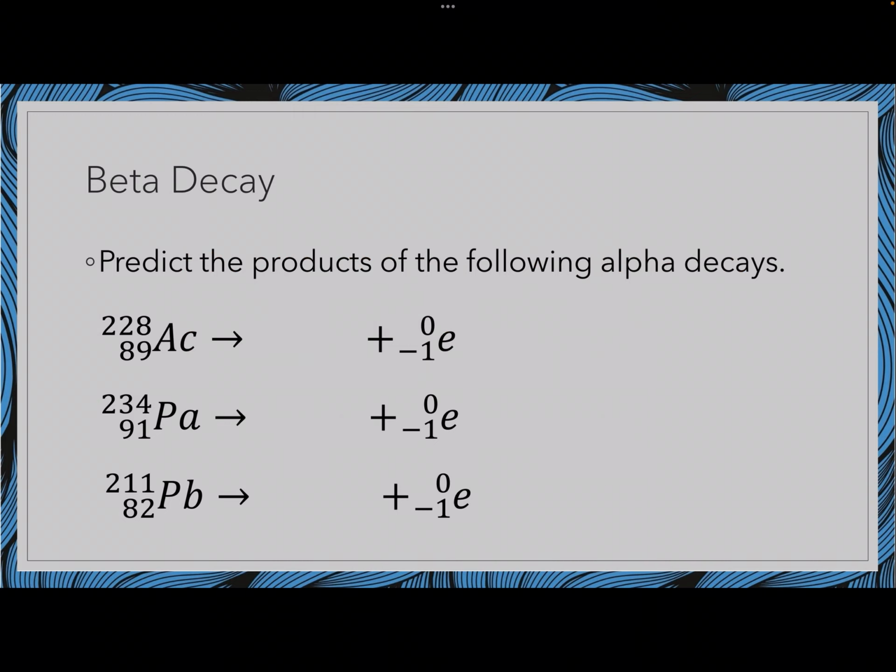Okay, so let's have a go at these. The first one should be 228, 89, thorium. Second one's 234, 92, uranium. And then 211, 83, bismuth. So make sure you got those. Again, if you're not quite sure, come and see me and we'll work through it.